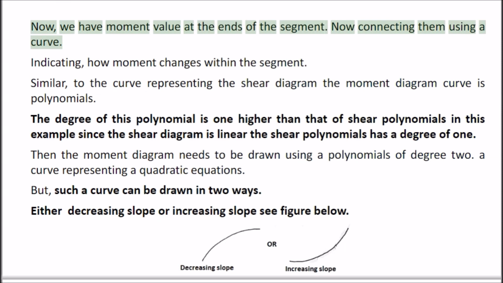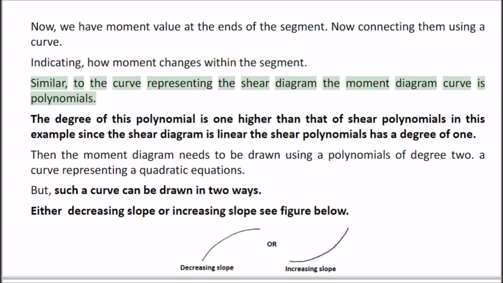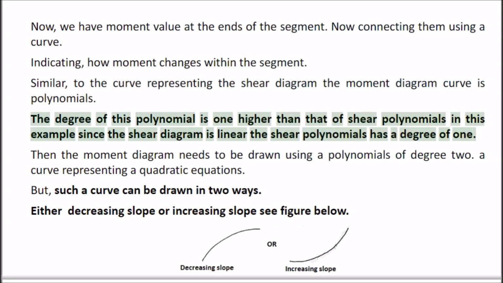Now, we have the moment value at the ends of the segment. Now connecting them using a curve, indicating how the moment changes within the segment. Similar to the curve representing the shear diagram, the moment diagram curve is a polynomial. The degree of this polynomial is 1 higher than that of the shear polynomial in this example.